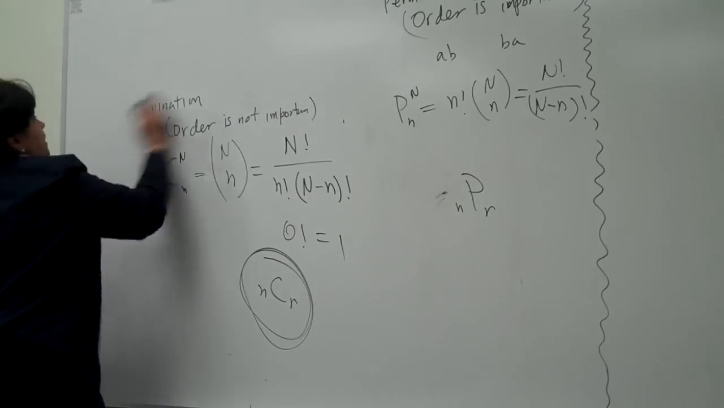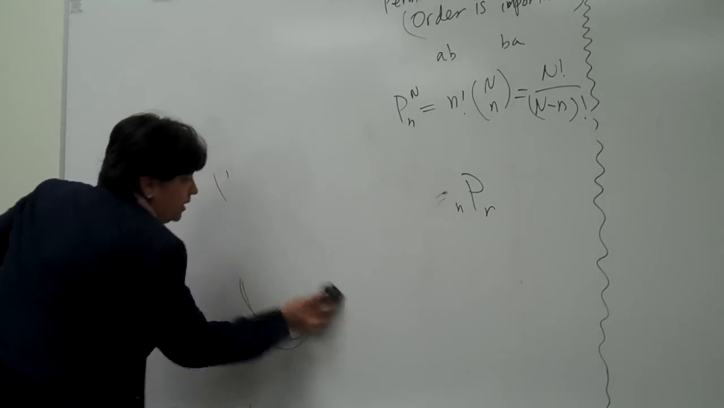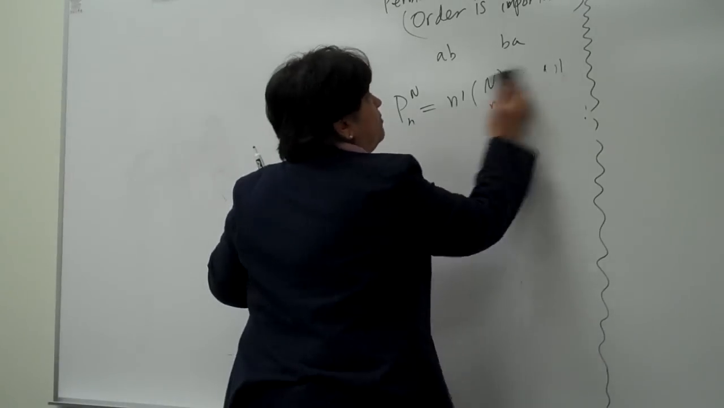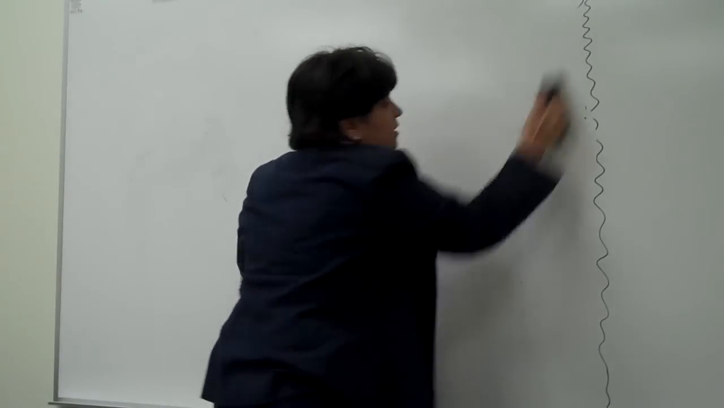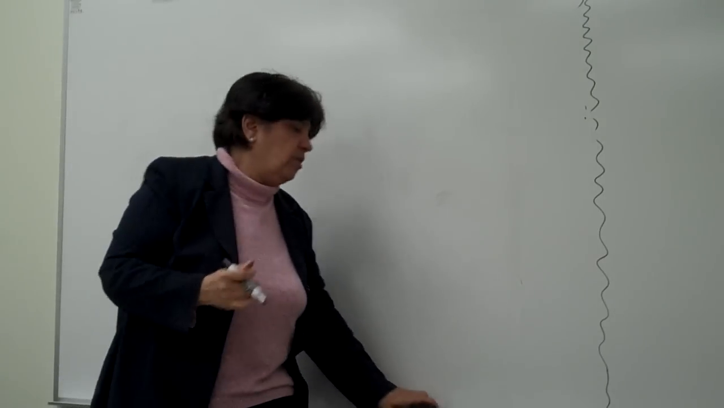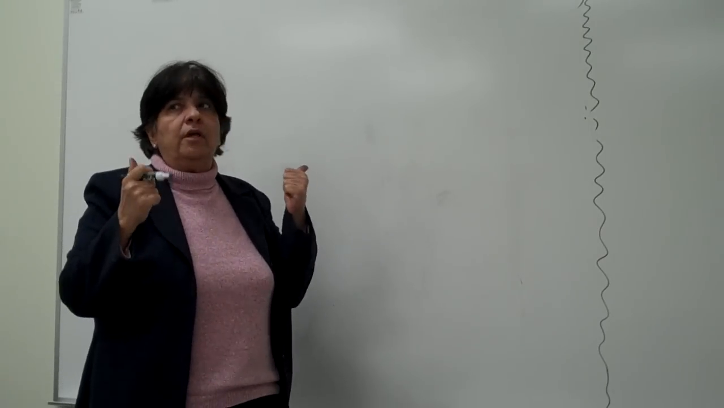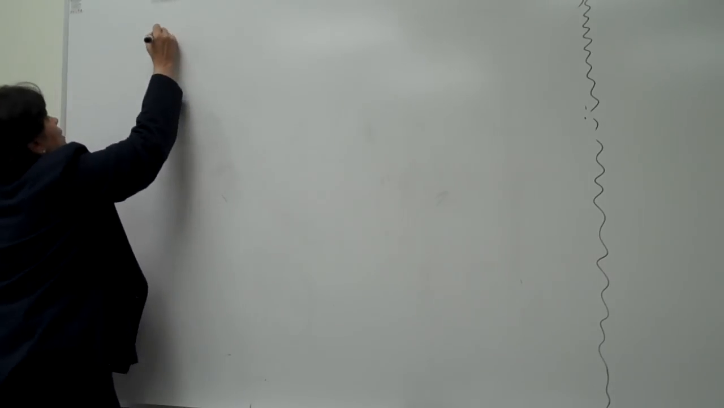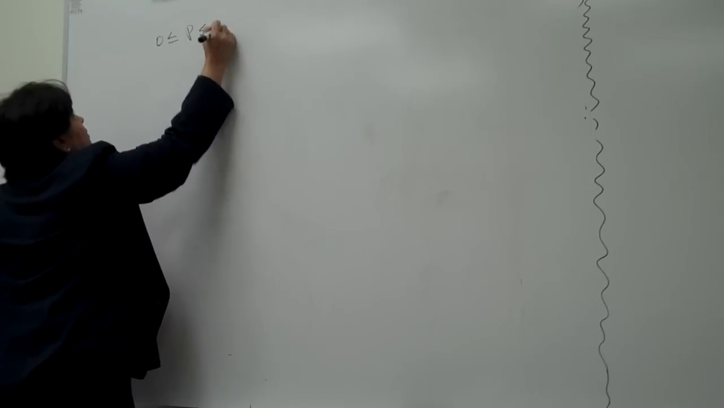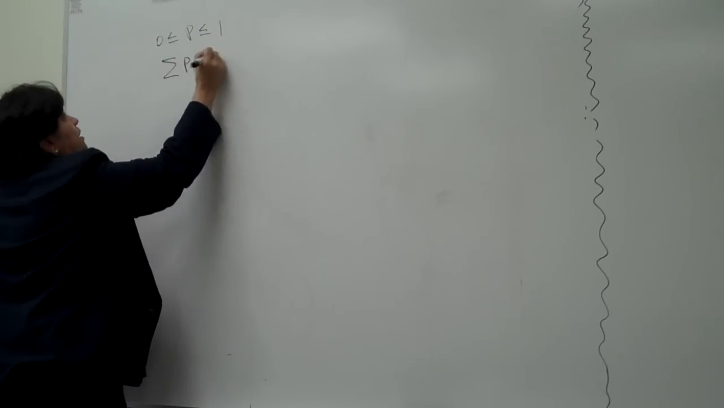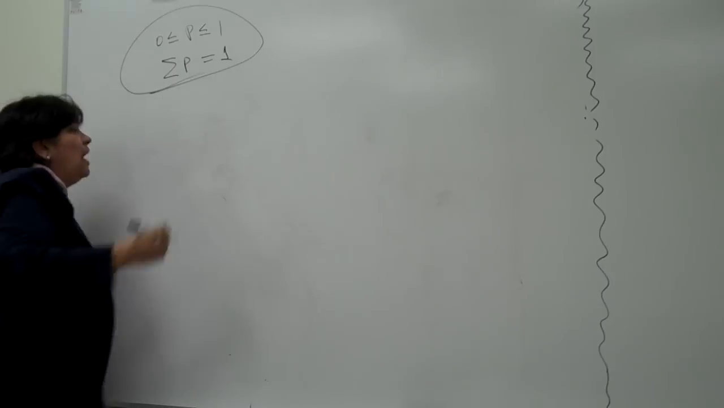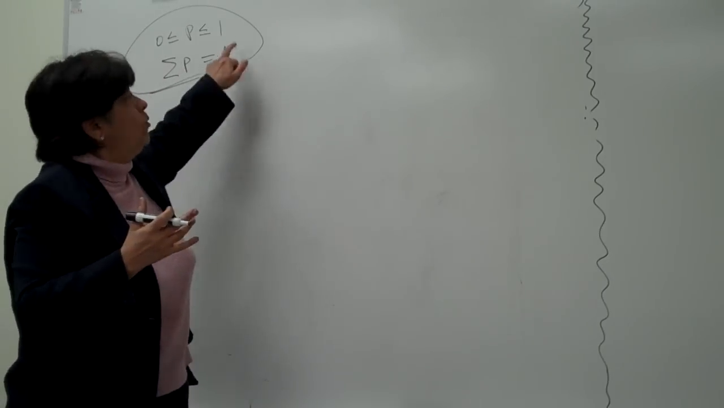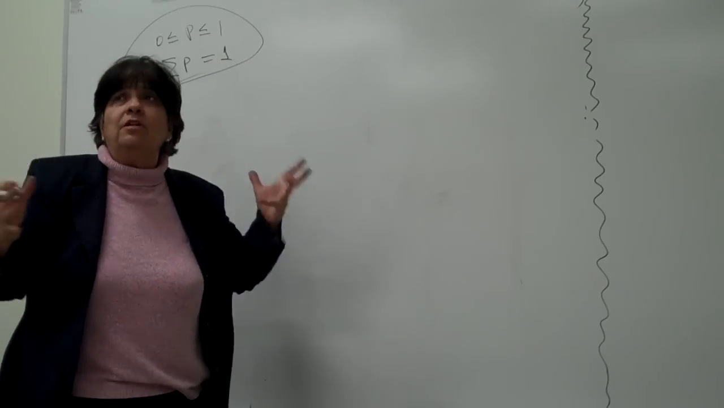Assigning probabilities. Now that we know how many possible outcomes we have in the experiments, we may assign probabilities. Before doing that, in order to assign probabilities, we need to know that probabilities are between 0 and 1, and the sum of all the probabilities has to be equal to 1. That's a rule, because 1 is the sum of all the possible events.